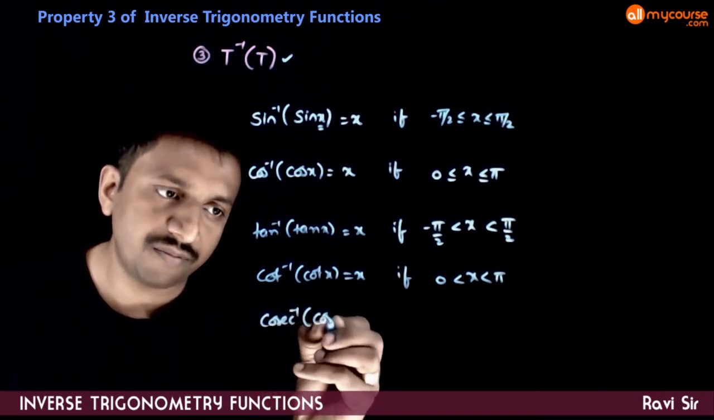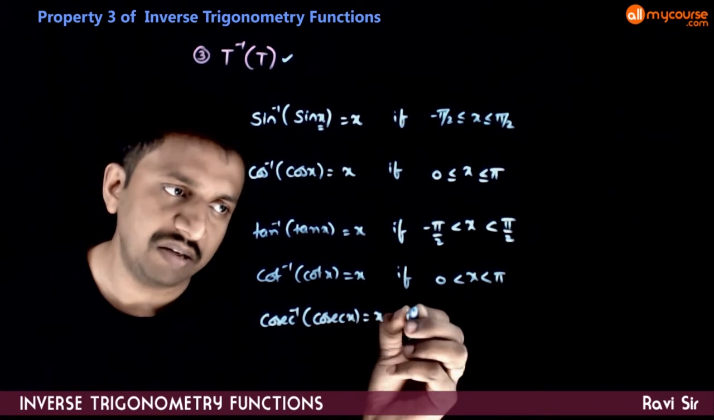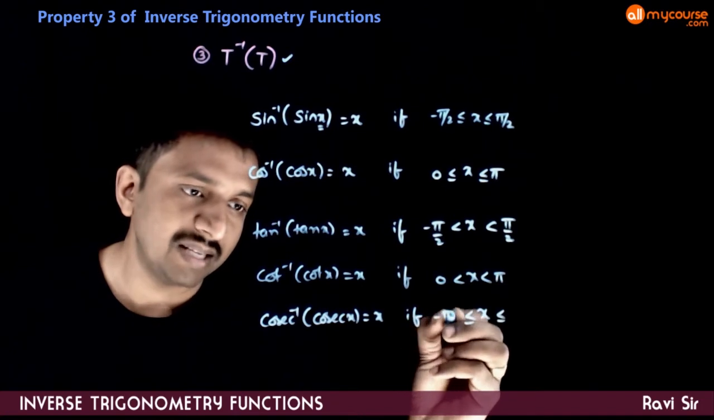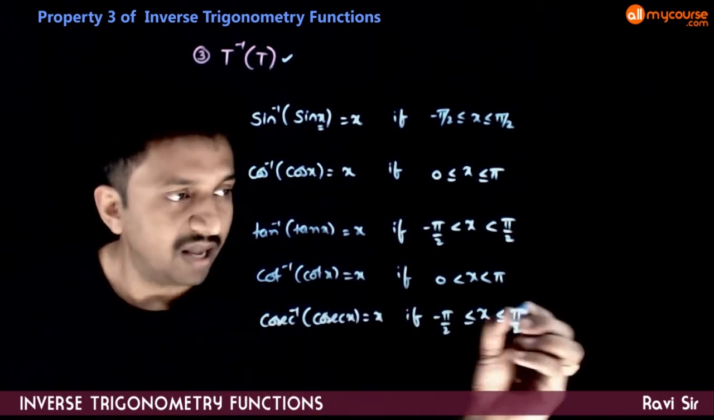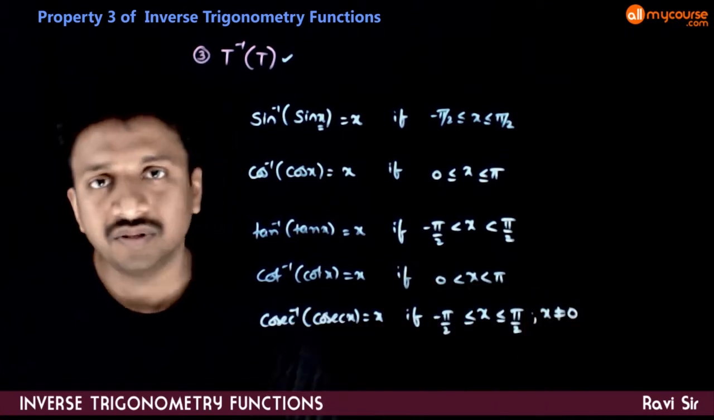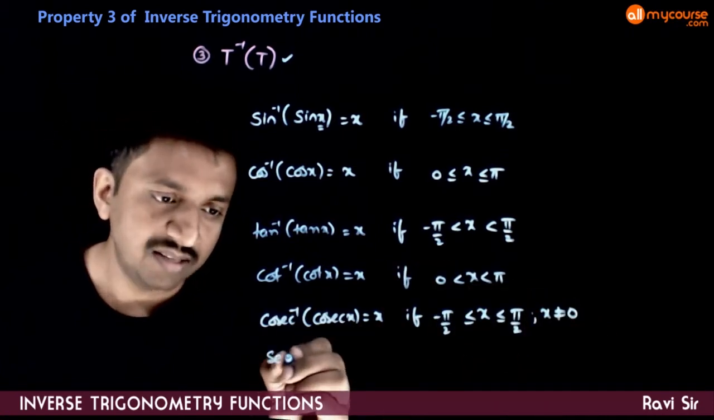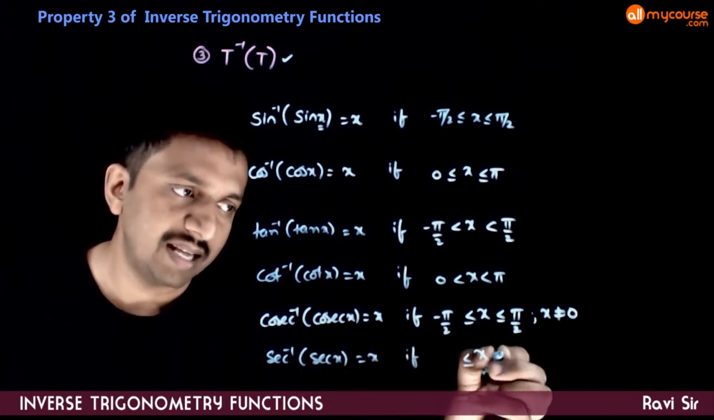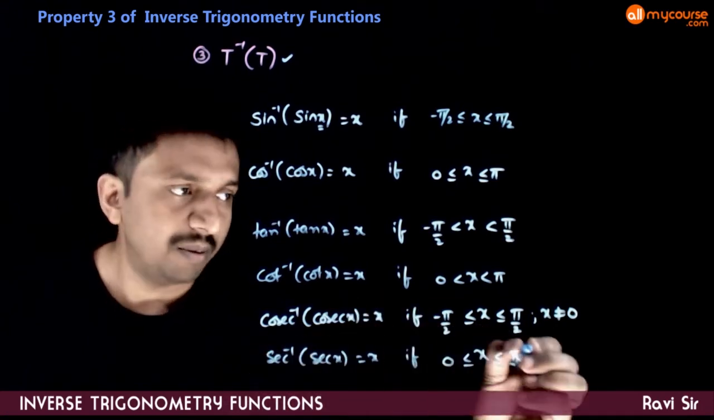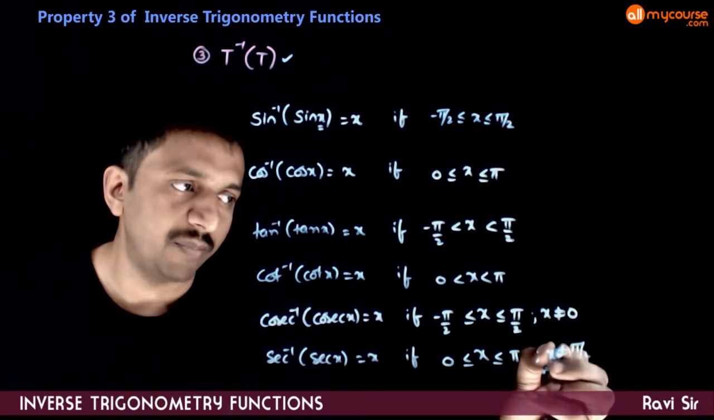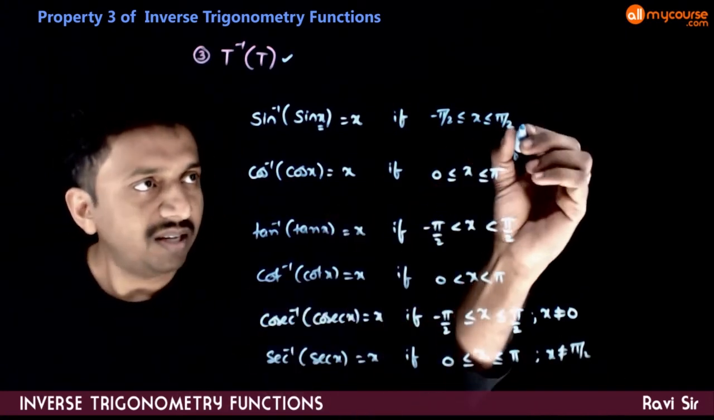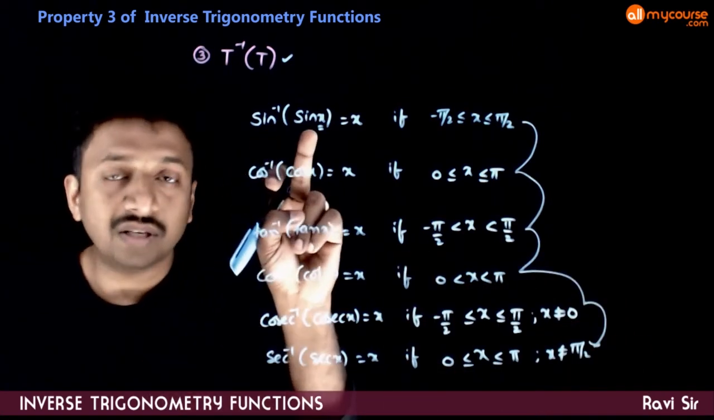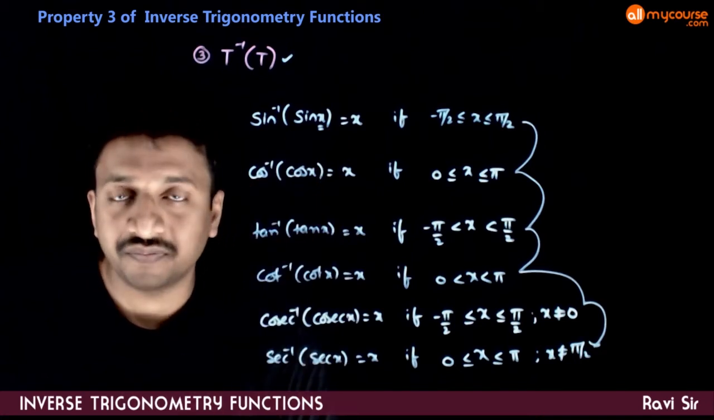Cosecant inverse of cosecant x is equal to x if x lies between minus pi by 2 and plus pi by 2 and x is not equal to 0. And similarly, secant inverse of secant x is equal to x if x lies between 0 and pi but x is not equal to pi by 2. So within the restricted domains of the trigonometric functions, P inverse of P of x will be equal to x.